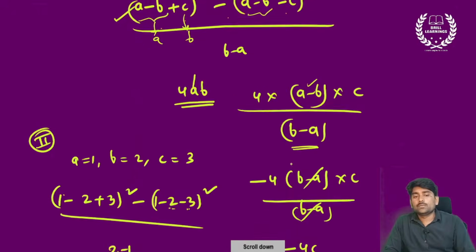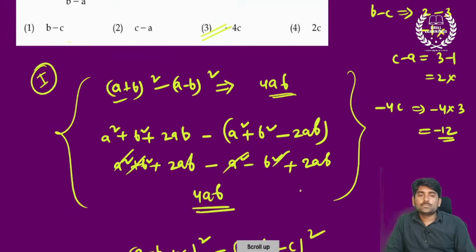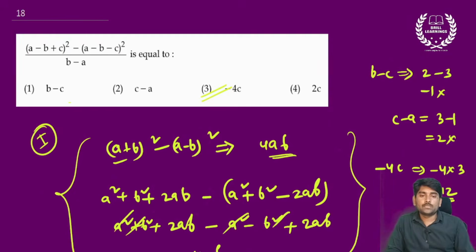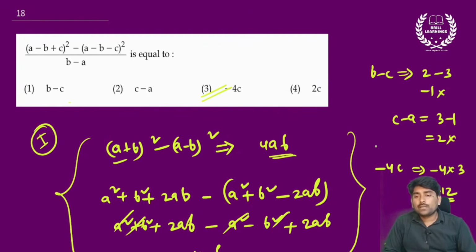If you see, I got minus 12 here, and I got minus 12 here, so it is equal to this value. Let's check the fourth option as well. 2 into C, which is 3, gives us 6. This is also wrong. Like this you can solve these kinds of questions. Okay, let's move on to the next question.